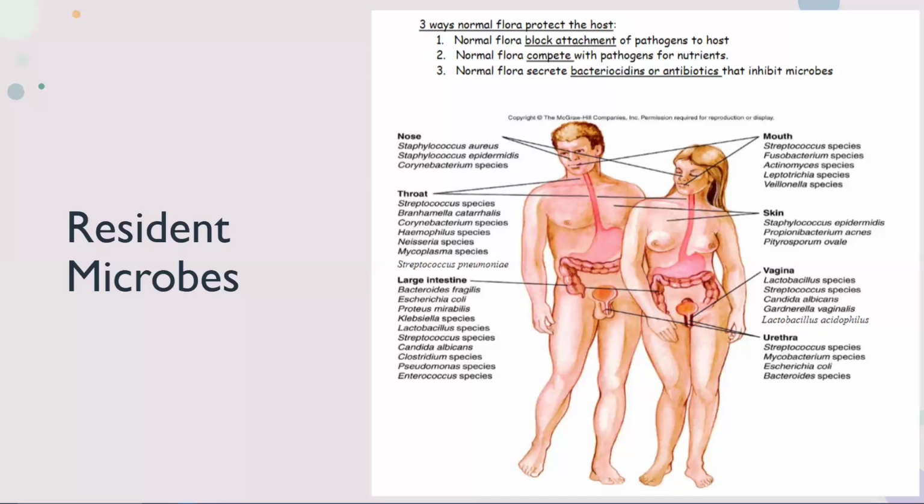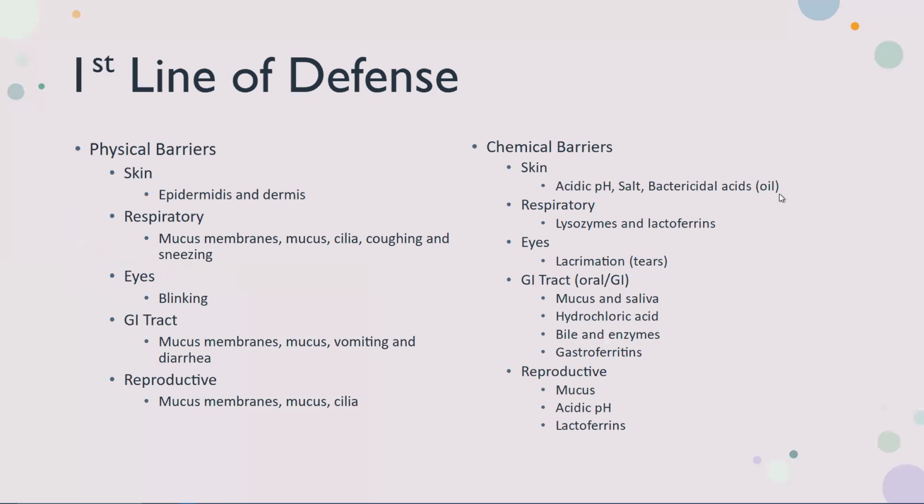Giselle, you said, where would sebum be on the first line of defense? Good question. I'll just go back one. So sebum is considered a chemical barrier. That is the bactericidal acids or our oils. Sebum is included in that. So it would be a chemical barrier for us. There are some physical properties to oil, kind of how it traps microbes and whatnot, but the primary thing is the oil and its chemical properties are what protect our skin and reduce the activity of an infection. Good question.